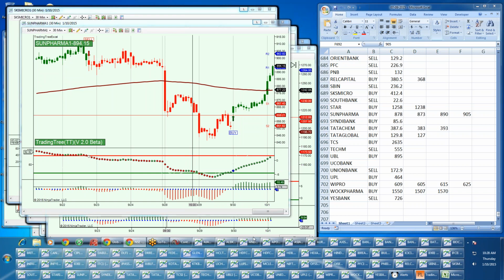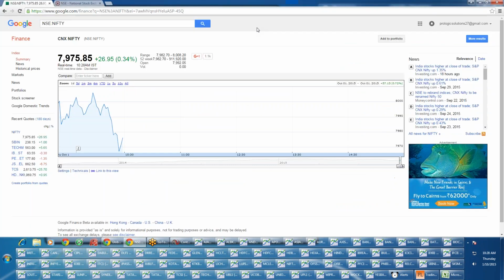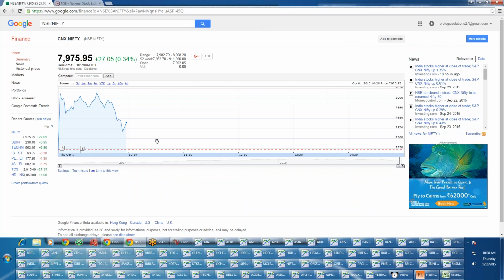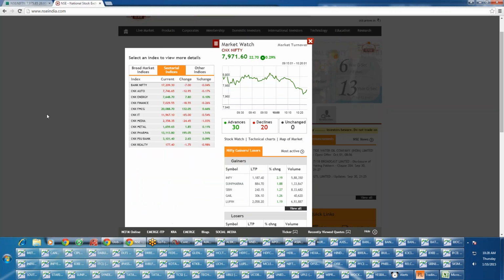So it's time to book all your profits on the buy side. So you can just see that Nifty is now at plus 26, and your finance and banking are almost in red. Pharma is strong.